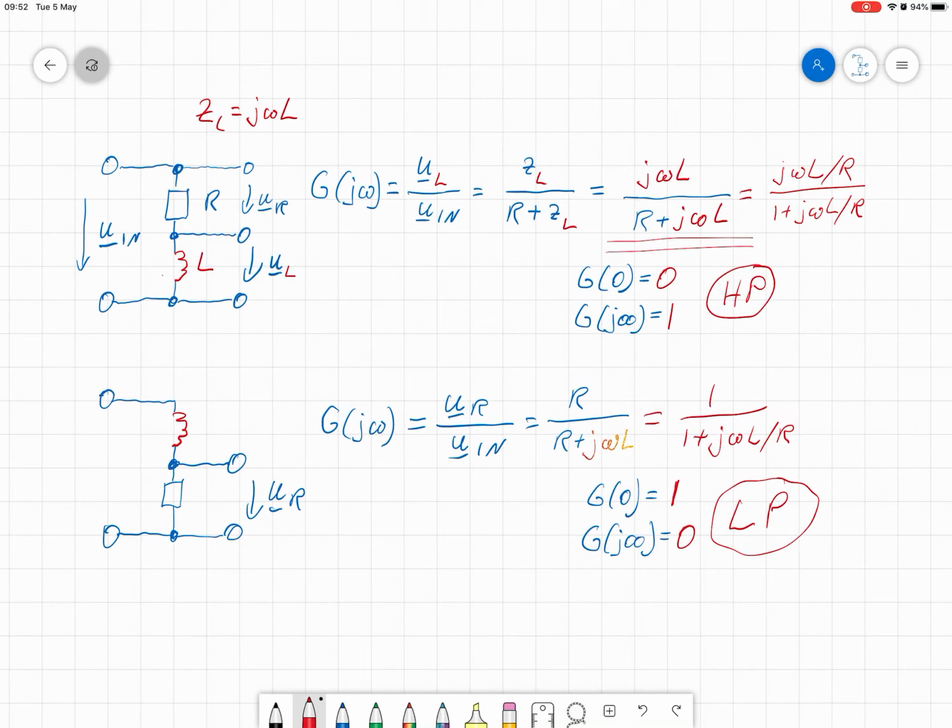We've covered the 4 basic first-order filters now, and I will show you how to draw both diagrams in one of the next videos.